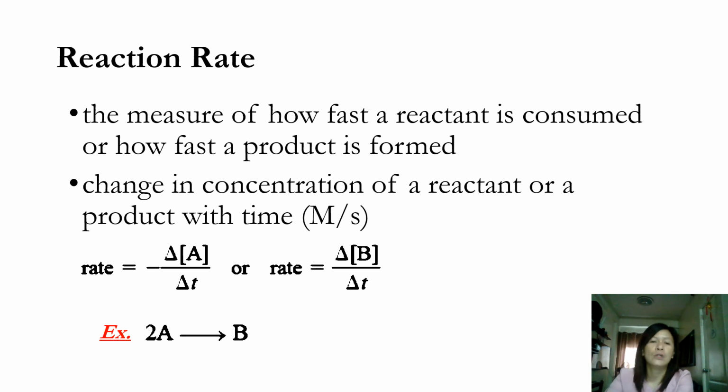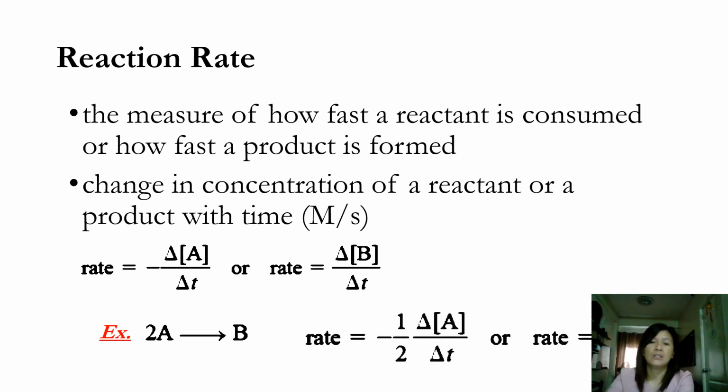Example, we have 2A reacting as a reactant forming 1B. So we have the reaction rate for the reaction expressed as -1/2 times change in the concentration of the reactant over change in time. Or for B, it's the same.